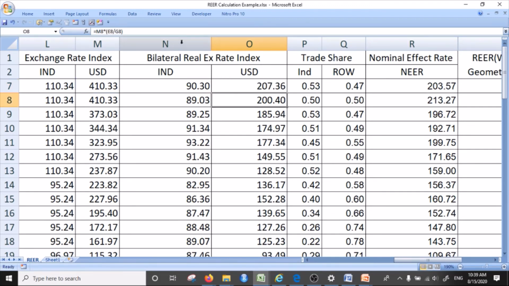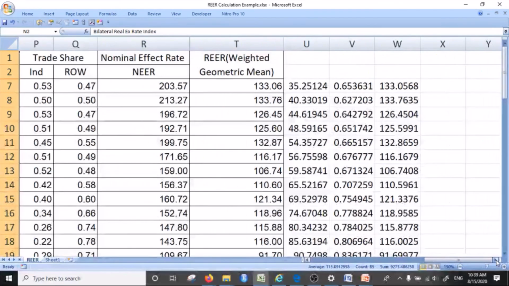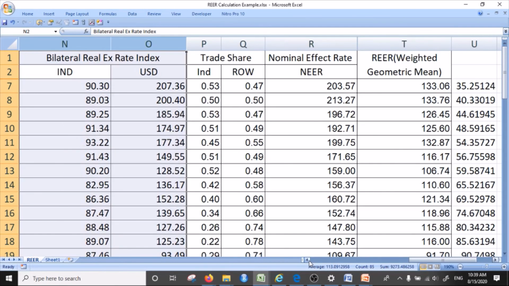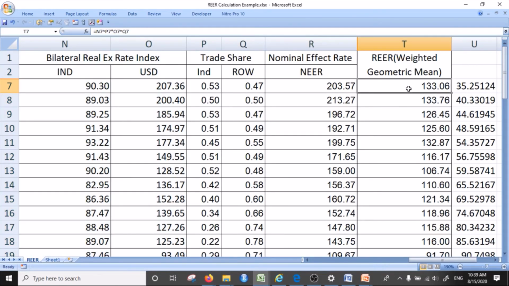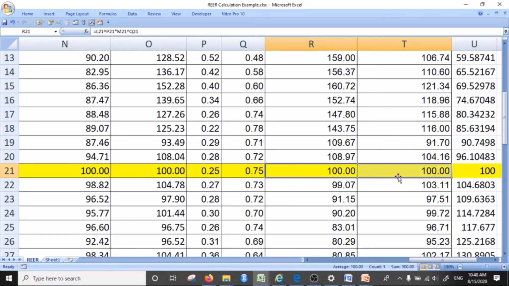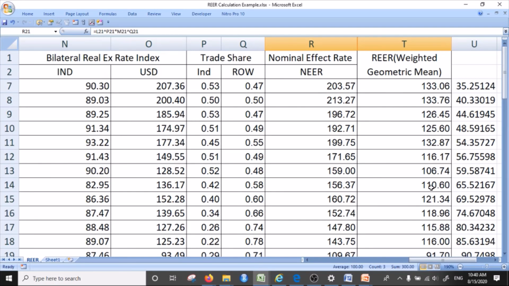So we have already adjusted for inflation while calculating the real exchange rate index, and we can calculate the real effective exchange rate by simply taking the weighted average of real exchange rate indices. So this 133 is the geometric average of these real exchange rate indices, the weights being the trade shares. Now, how to interpret these values? Especially to measure the competitiveness of the export sector, we use the REER.